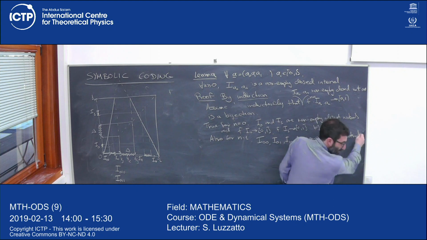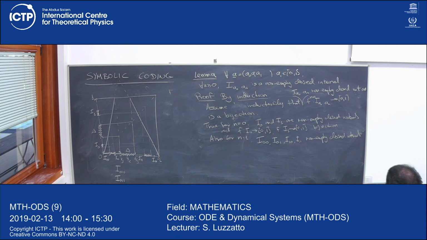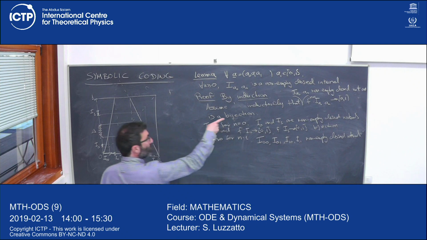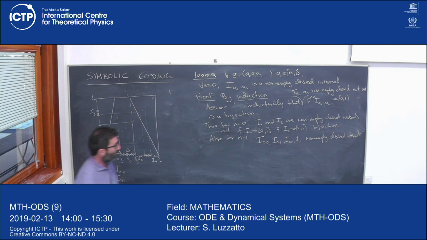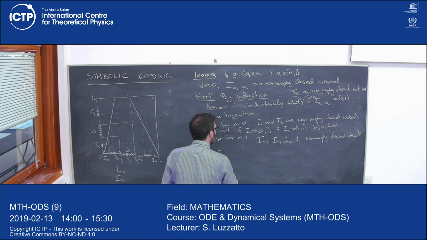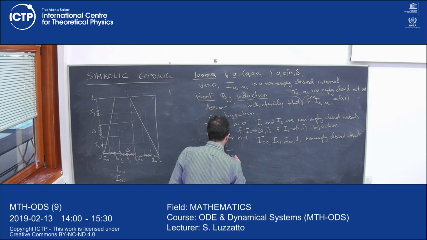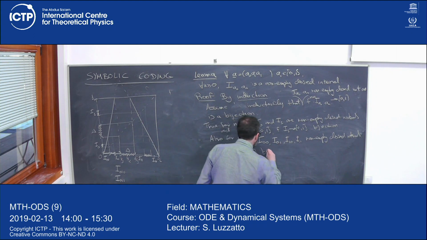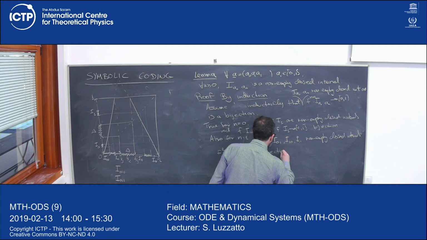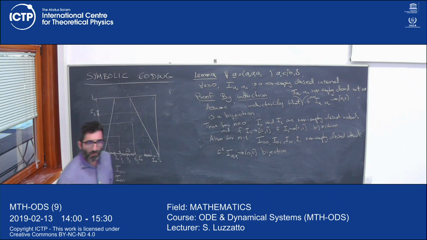And what is it true about the second part? So that F2 from I A0 A1 to 0, 1 is a bijection. Is that true?